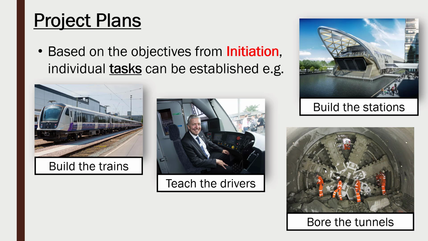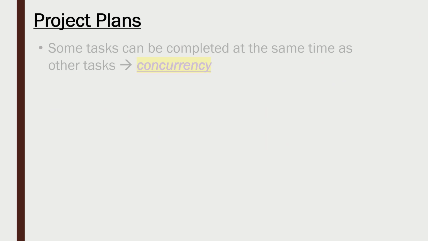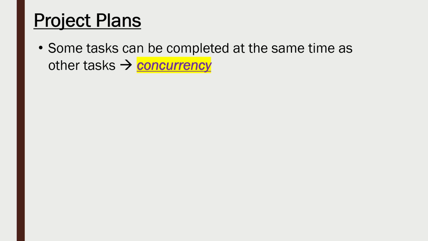So 4 example tasks. Each one could be broken down a lot more. This is just an example to get us started. So these are some tasks we'll start to think about during planning. One really important word regarding planning is concurrency. So this word really means at the same time.